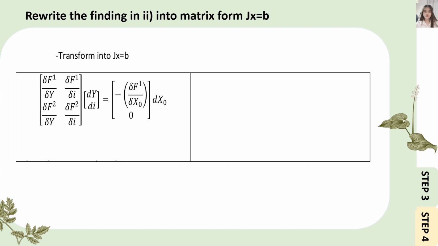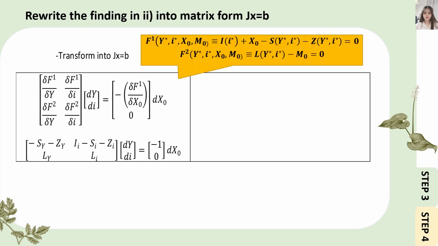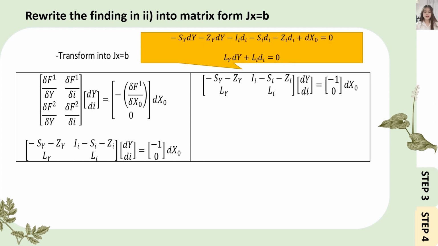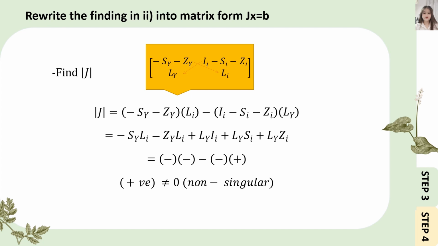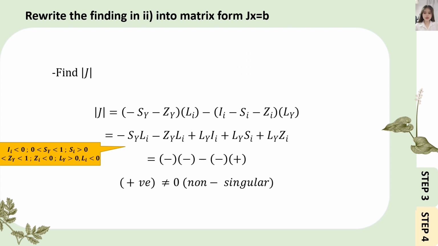Next, transform into Jacobian matrix form. For the general way, we need to find out each of the derivatives from the function given. For the specific way, we can directly transform it into Jacobian matrix form, and then find out the determinant of the Jacobian. We use the formula AD minus BC, so negative SY minus ZY times LI minus II minus SI minus ZI times LY. After that, we need to find out whether the value of the Jacobian determinant is positive or negative, following the restriction given in the question. We found that the Jacobian determinant is positive.